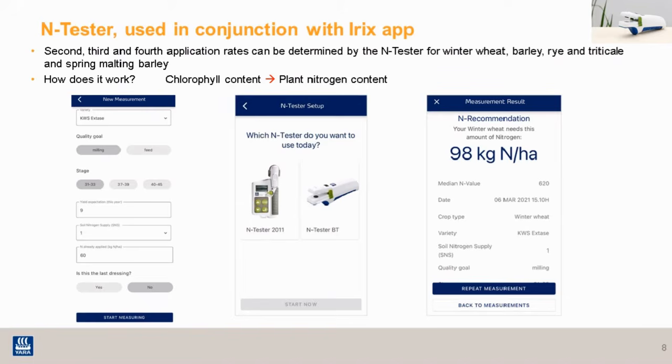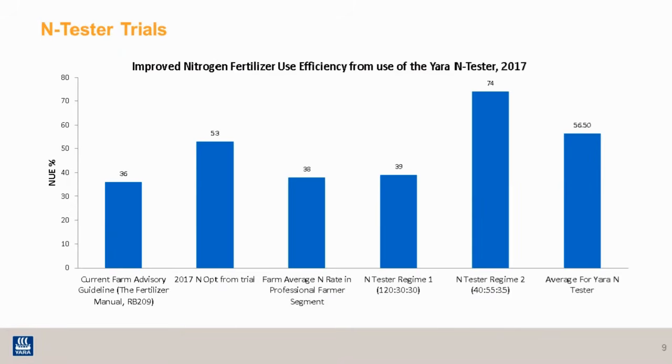So once you've done your 30 readings, you'll get your nitrogen recommendation there, and you can see all the values if you want in terms of the 30 readings you've taken, and then it also shows you what crop you chose, the variety, etc. So a very useful tool in terms of trying to see what nitrogen is in the crop.